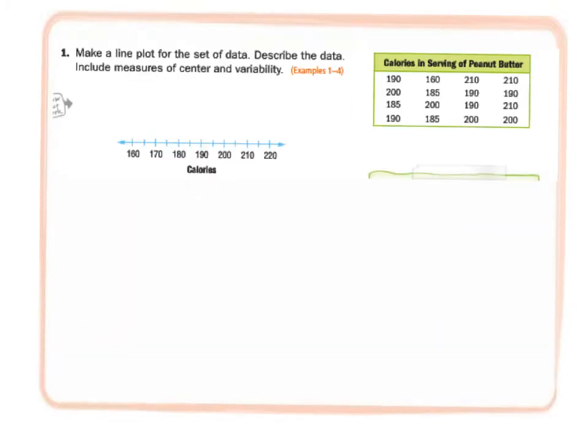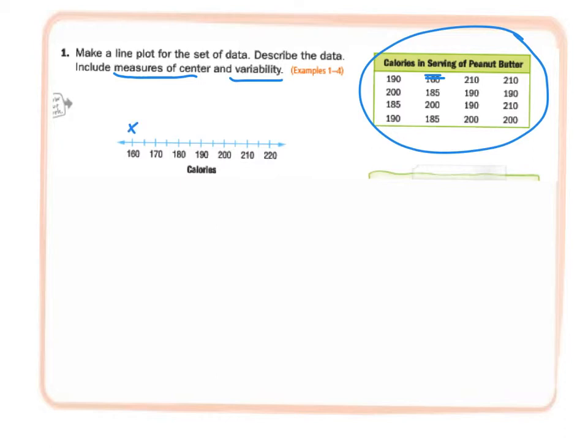Okay, for our last problem, we need to make a line plot for the set of data. Describe the data, include measures of center and variability. Okay, so here are my data, and I need to make the line plot. So what I'm going to do is I'm going to first start with my lowest, and I see that I have 160, and I just have one of those, so that's going to go above my 160.